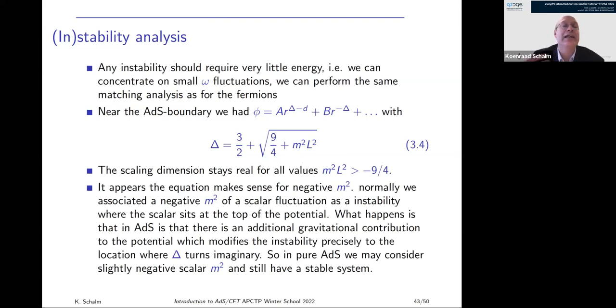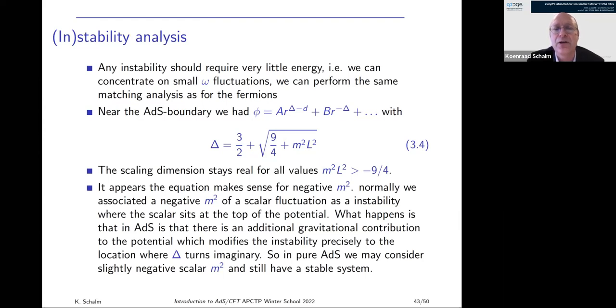Normally, when we study an instability in a scalar field, that effectively means that I have a negative mass squared. If you remember your Mexican hat potential, if you sit at the top of the maximum, it's the negative quadratic curvature. The effective mass is negative on the top. That signals the instability. But here it looks like I can have a negative mass as long as it's larger than minus 9/4, and I'm still okay.